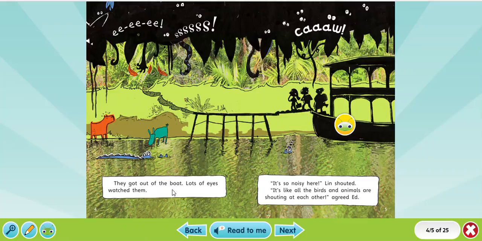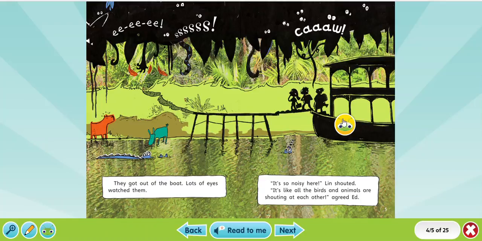They got out of the boat. Lots of eyes watched them. So lots of eyes are looking at the 3 people coming out or getting off the boat. It's so noisy here, Lynn shouted. It's like all the birds and animals are shouting at each other, agreed Ed.